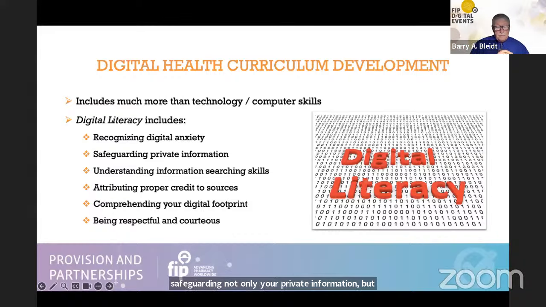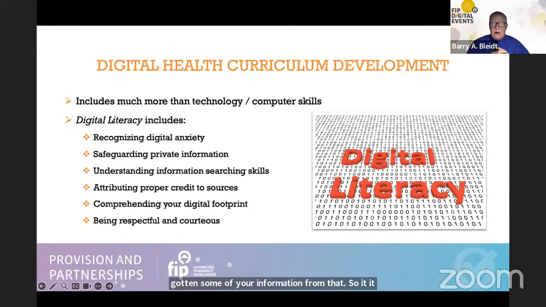learning about different types of search, especially now with artificial intelligence, you know, what's accurate, what's valid, what's good for you. Attributing proper credit is a very big part of this, because it also includes, if you use AI, you should give credit. As a matter of fact, ethically, you should let people know that you've gotten some of your information from that. So it works that way.